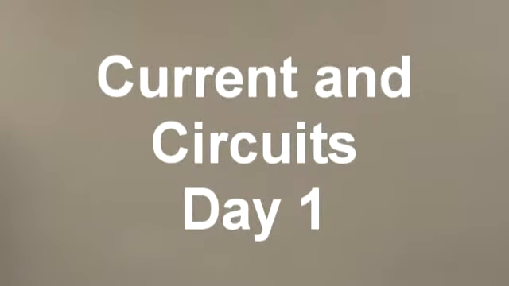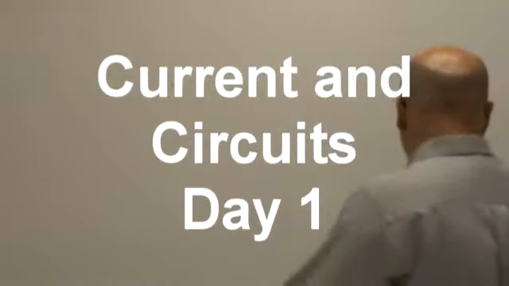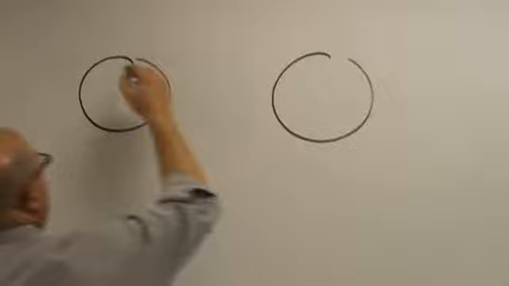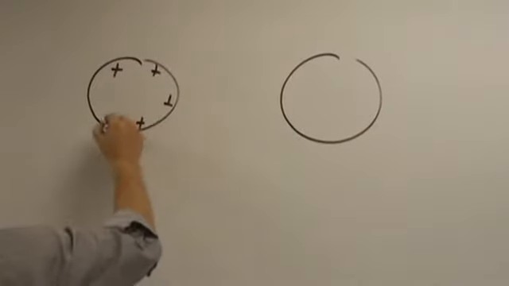Okay, we are into circuits now, or current. You ready? Here you go. We learned several things. We have two objects. This object is positively charged. This object is neutral. They're both conductors.